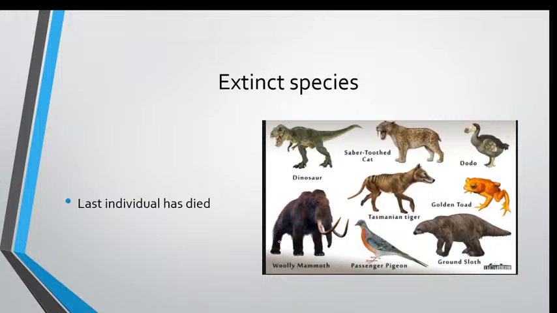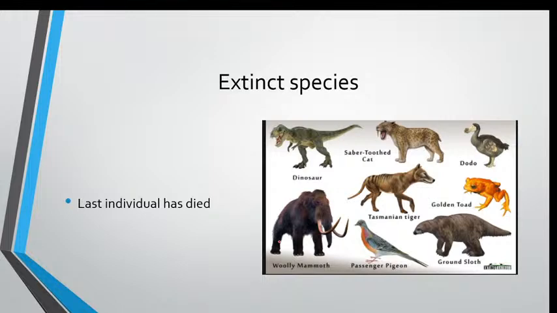So when we talk about wildlife, we speak about extinct species. What is an extinct species? A taxon, an animal or a species is considered to be extinct when the last individual is dead. Not even a single individual exists on earth. That is known as extinct species.